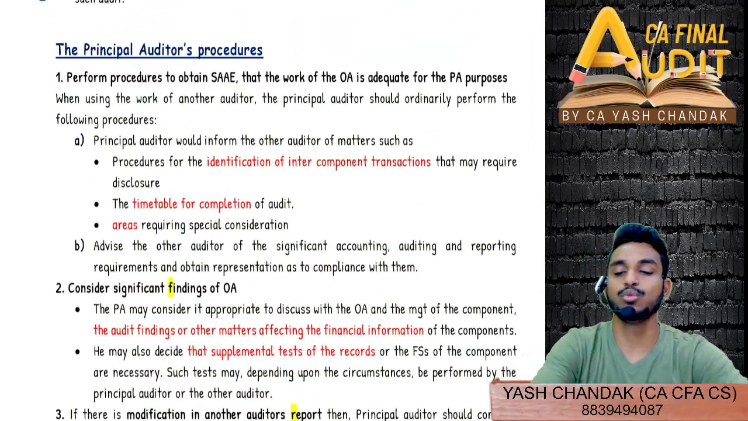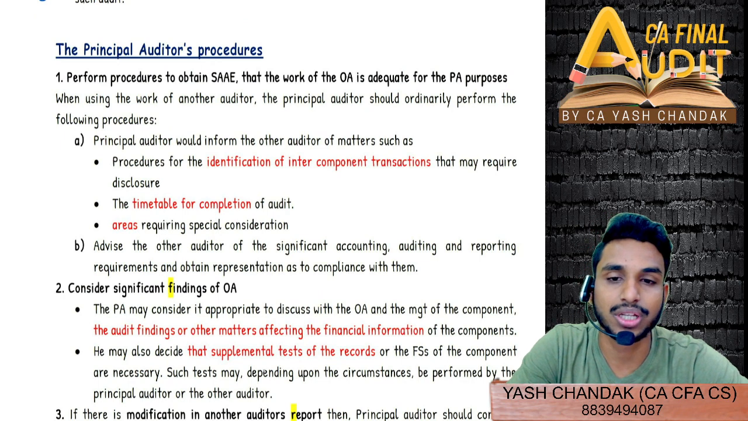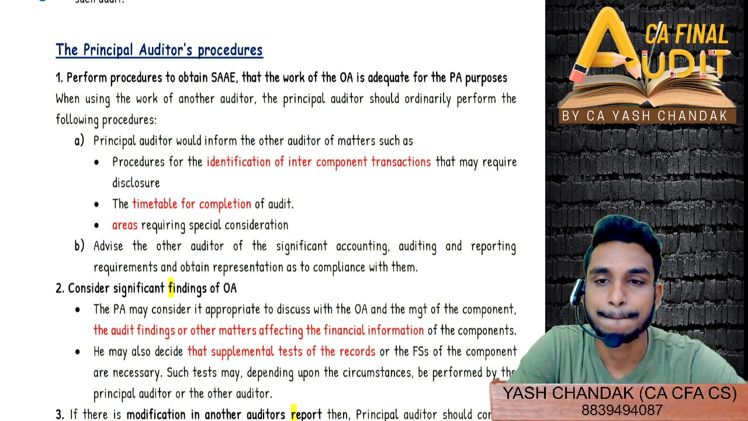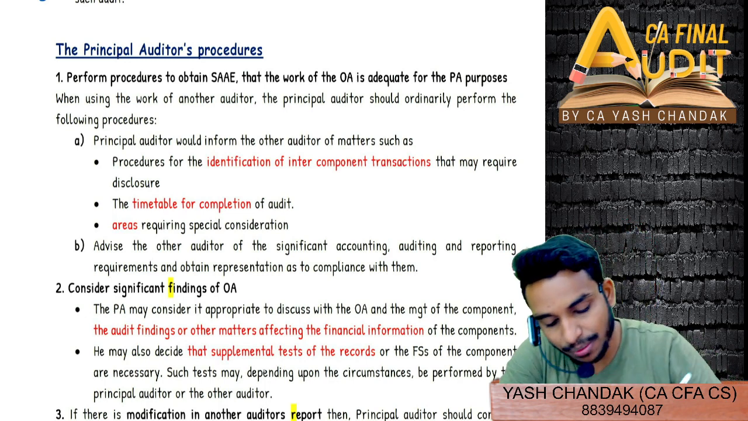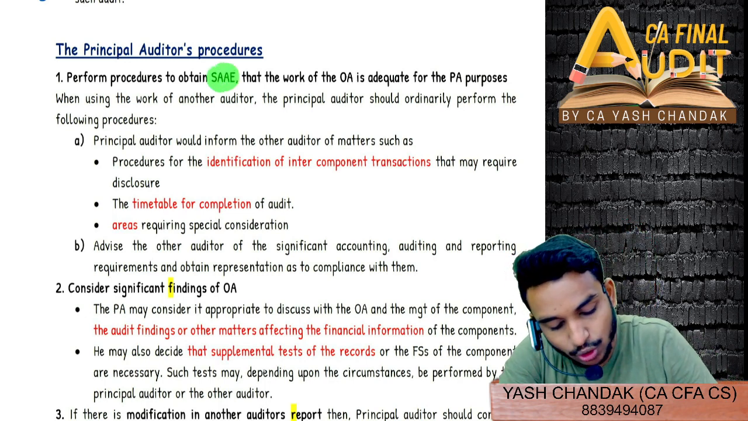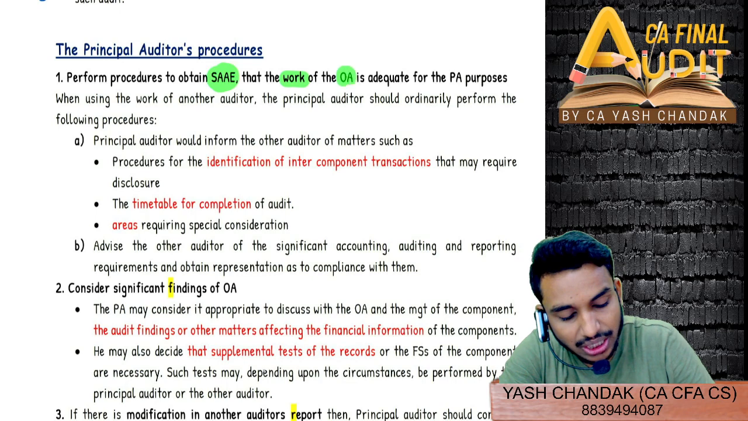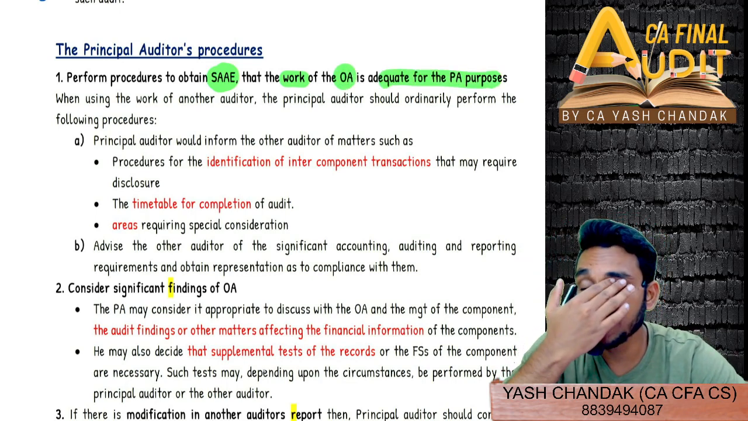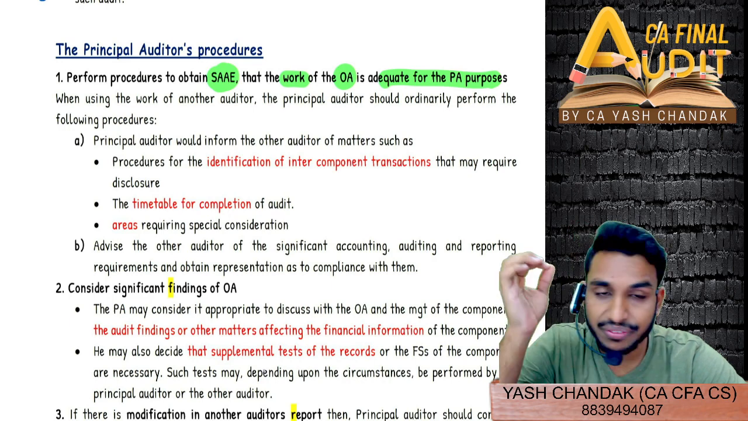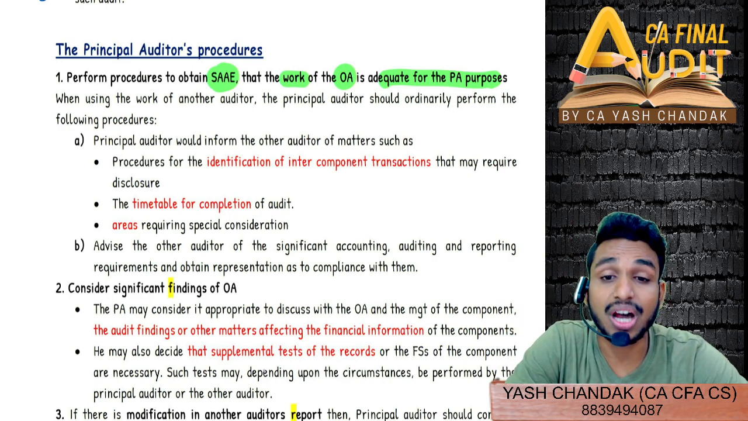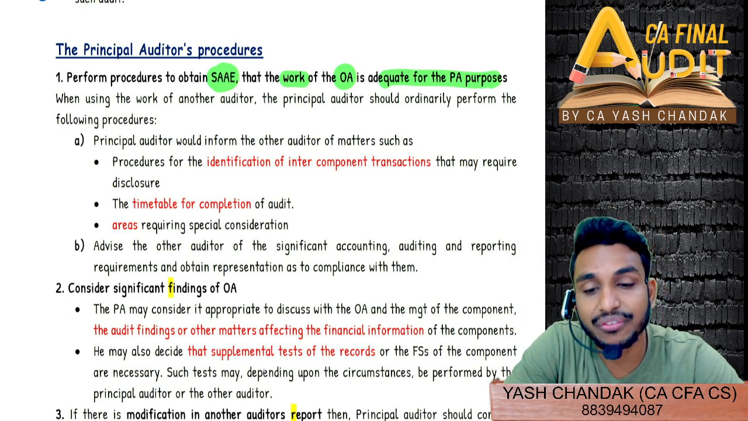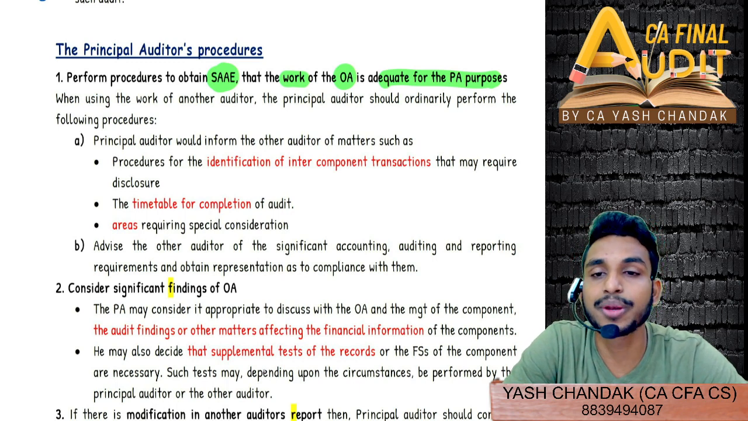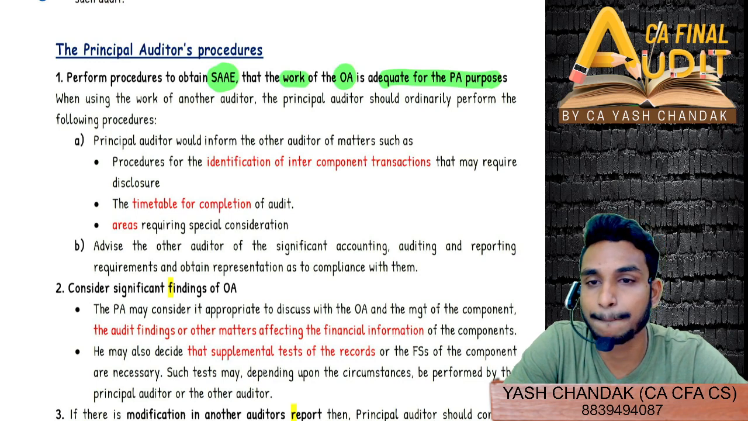Now, what procedures will you carry out when you are the principal auditor? First of all, we need to obtain SAE that the work of the other auditor is adequate for us. That means when we are using the other auditor's work, we need to assure ourselves that the other auditor's work is adequate for the work of the principal auditor. So you will obtain sufficient appropriate audit evidence, right?